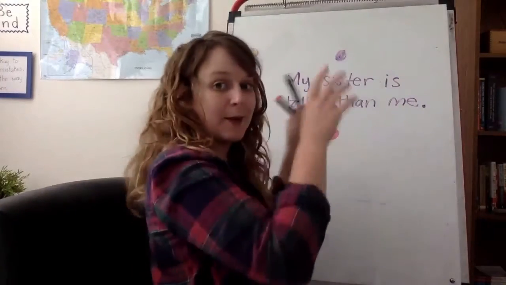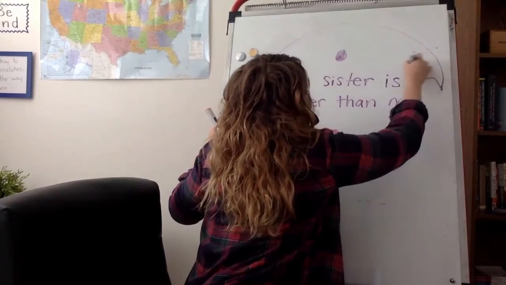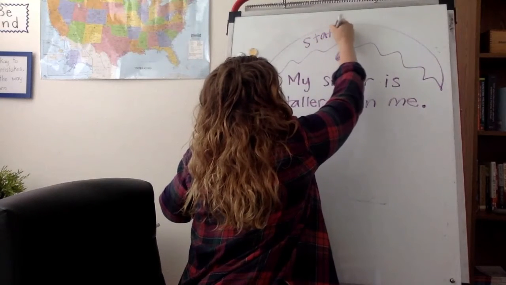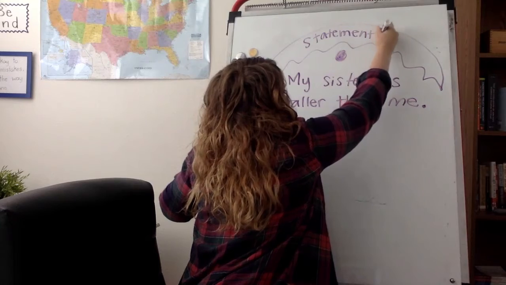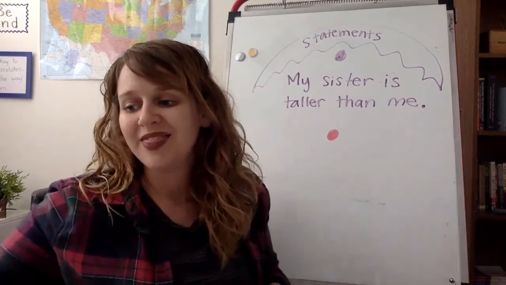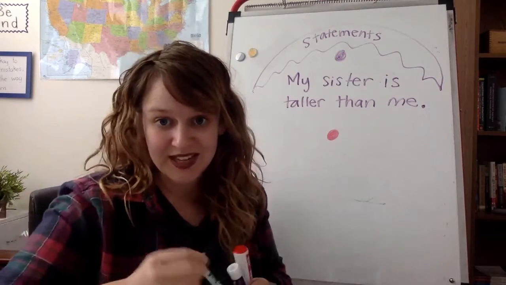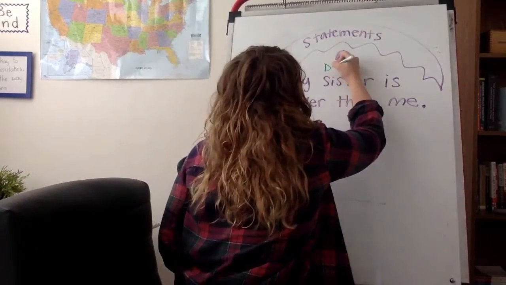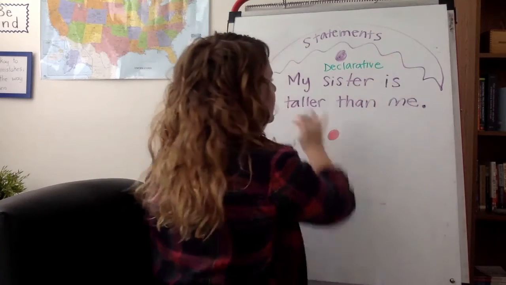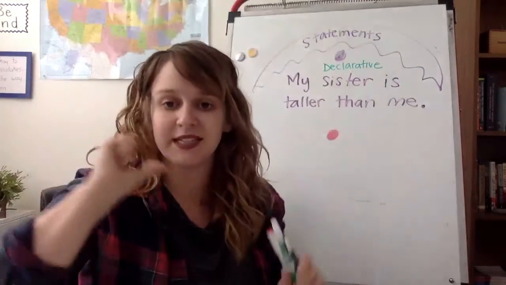Okay, so I'm going to draw a big umbrella. Both of these 2 types of sentences are statements. But this sentence is actually a specific type. My sister is taller than me. That sentence is actually called a declarative sentence, okay? A declarative sentence, because it's just declaring something. It's still a statement, but it's a specific type of statement.